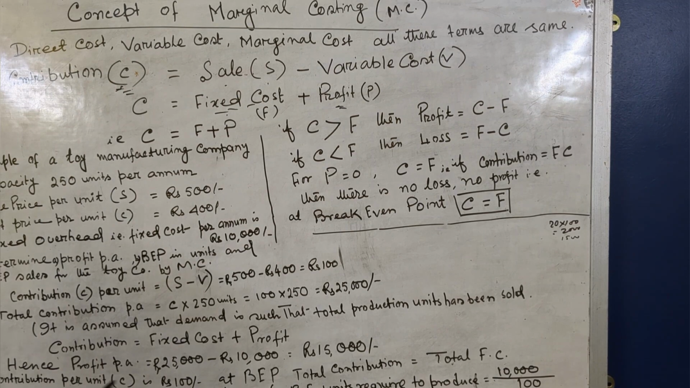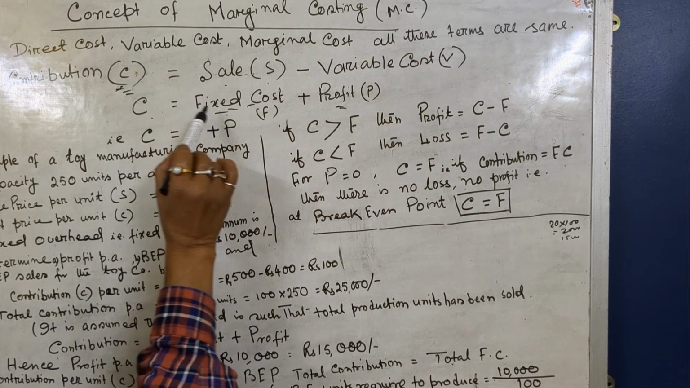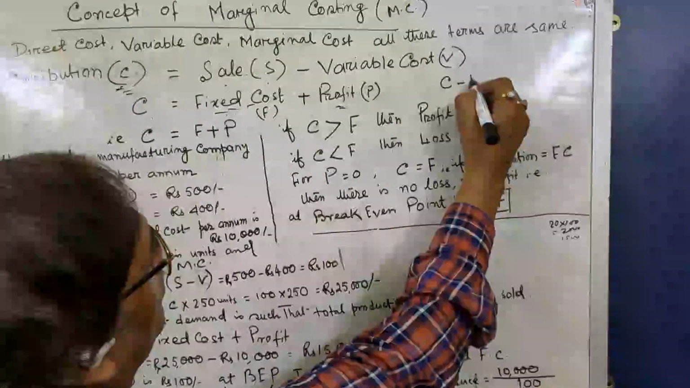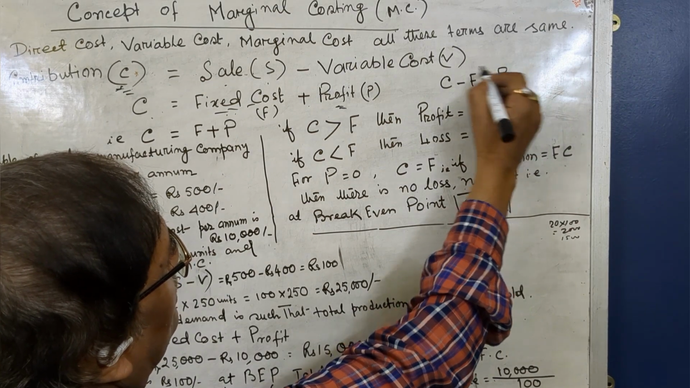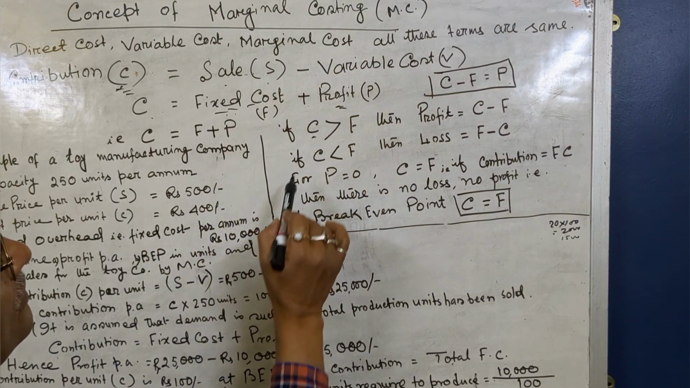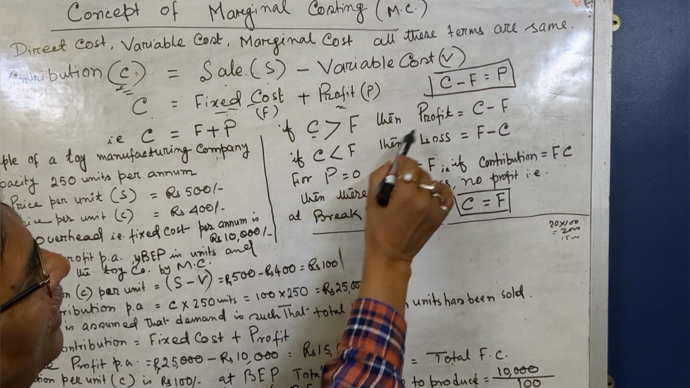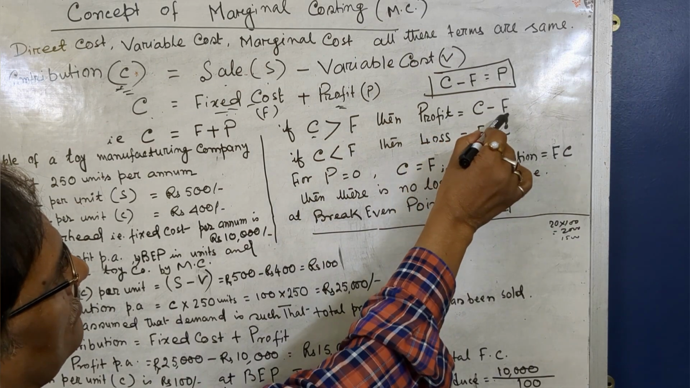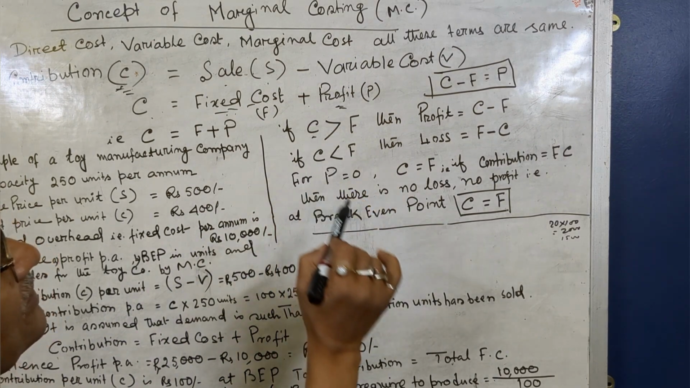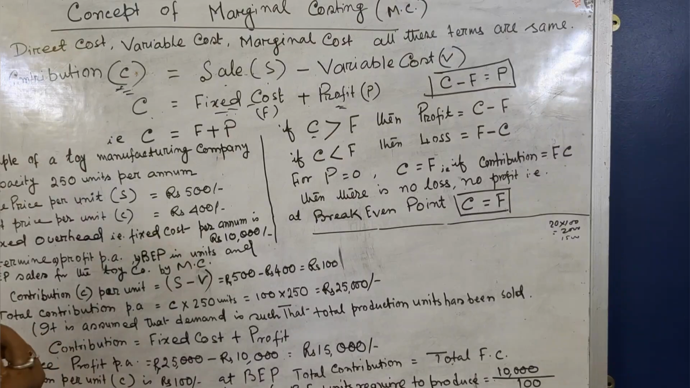This is the concept of marginal costing. That is, contribution is equal to fixed cost plus profit, or you can say contribution minus fixed cost, and the difference is the profit. You can also say this. This is the concept of marginal costing. Now, only if the contribution is more than fixed cost will you get profit, which is contribution minus fixed cost. And if your total contribution is less than fixed cost, then you will not get profit but loss.